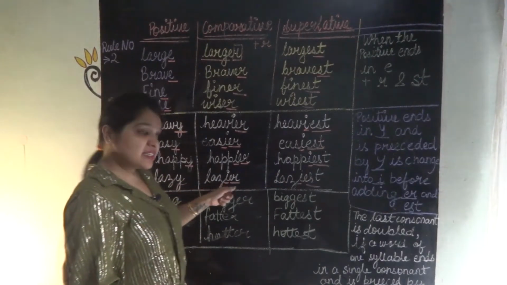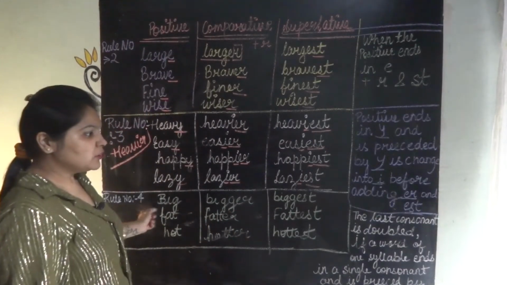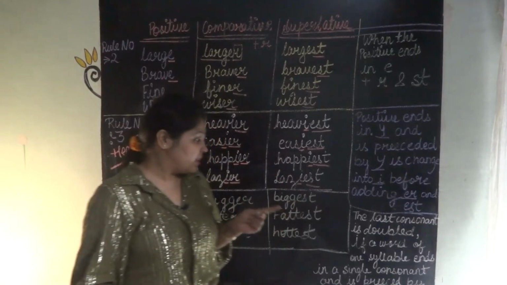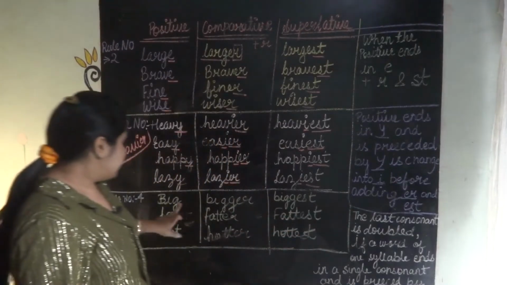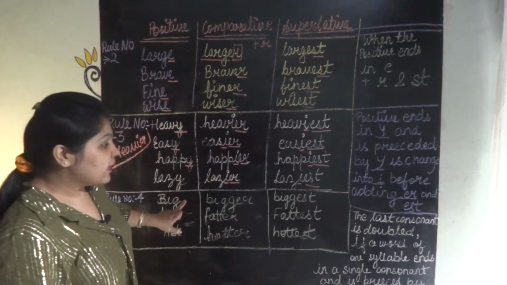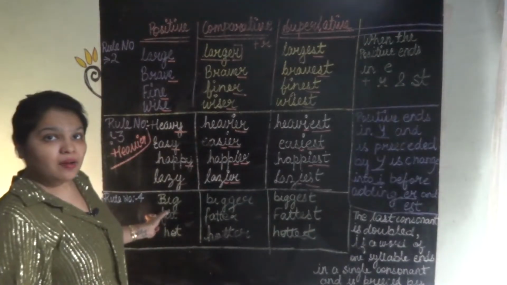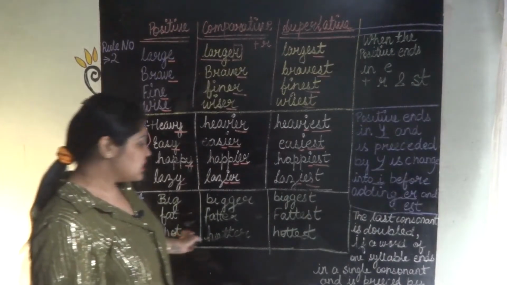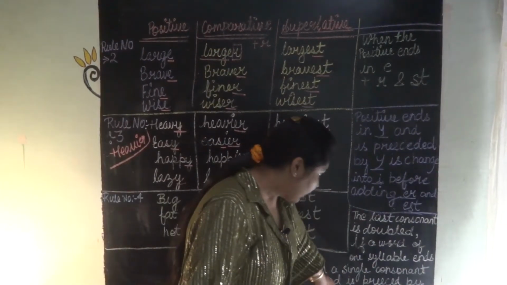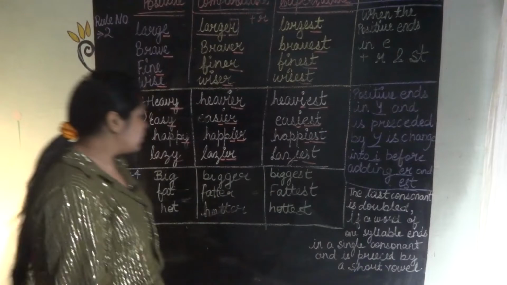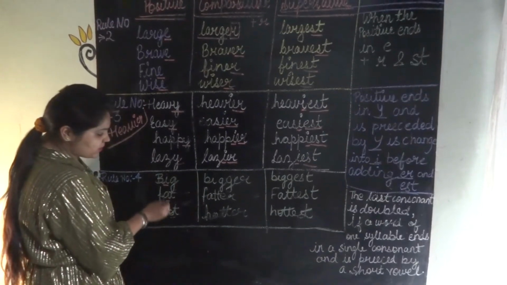Lazy, lazier, laziest. Okay, let's move to the 4th rule now. Now what's the 4th rule? Just look here very carefully. The last consonant is doubled if a word is of one syllable. These are words of one syllable: big, fat, hot. These end in a single consonant and are preceded by a short vowel, like A, I, O.